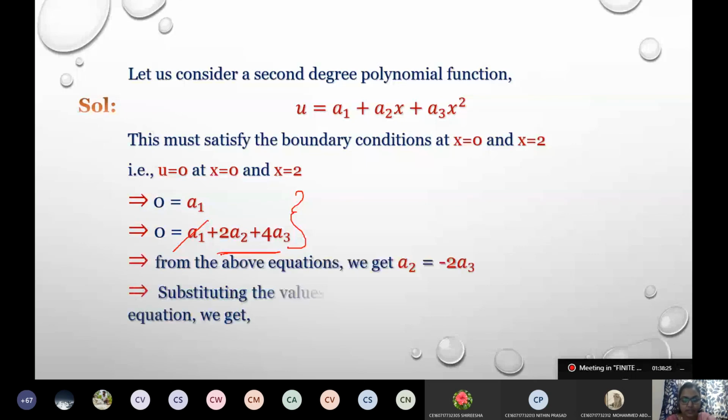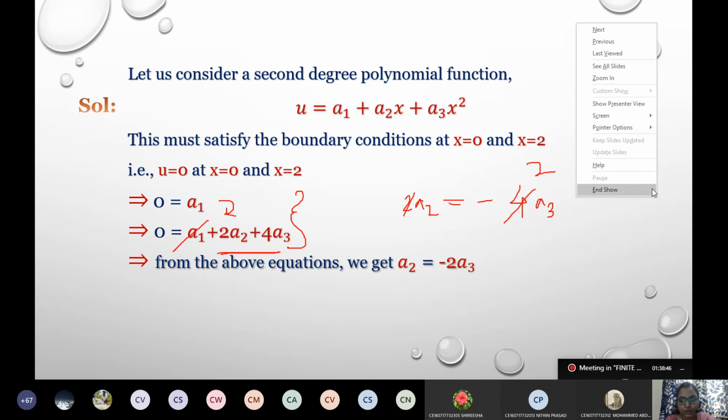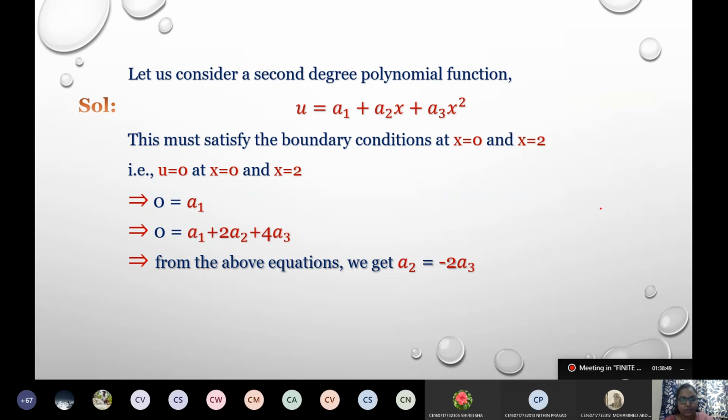From both the equations, we get a2 is equal to minus 2a3. Substituting this in this one, 2a2 is equal to minus 4a3. Right? 2 is gone. Now it is a2 is equal to minus 2a3. Did you get this? Yes, ma'am. Now we have all the terms. We have the a1 term, we have the a2 term in terms of a3.